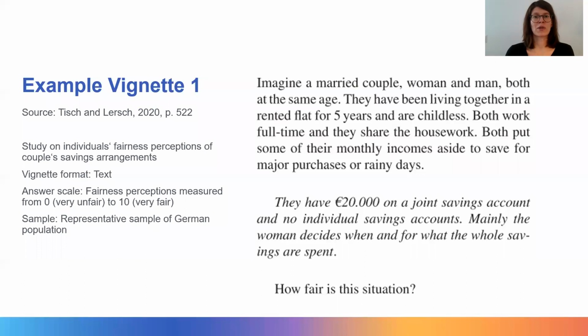Thus, another vignette might show a situation in which both partners decide equally when and for what the whole savings are spent. Ownership and control over savings are the dimensions of the vignettes, which are the same across the vignettes. The combinations of the levels of these 2 dimensions, for example, both partners make decisions or only one partner makes the decisions, varies between vignettes. For each vignette, respondents were asked to evaluate the fairness of the situation described in a given vignette. The factorial survey was fielded in a representative sample of the German population.